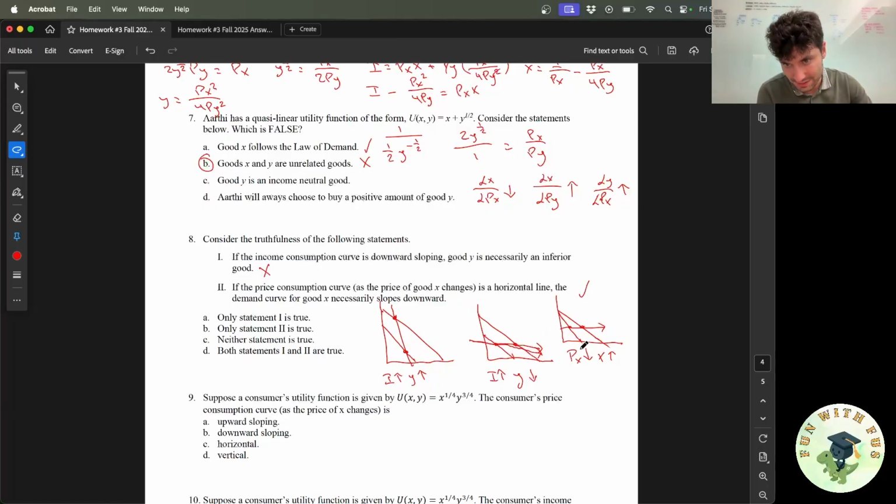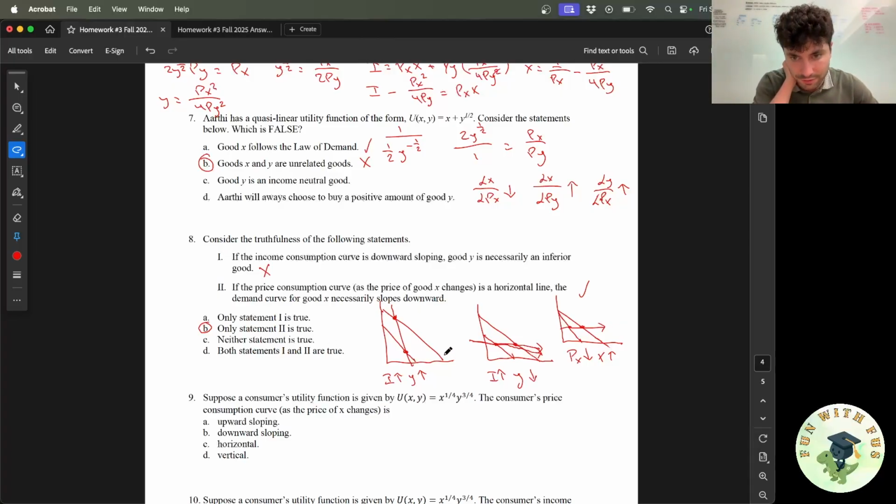The price of X went down, moving to a less steep MRT. The X did increase, so we are looking good. So in this case, for number 8, let's get a little check. But yeah, we are going to get B, that only that one is true.